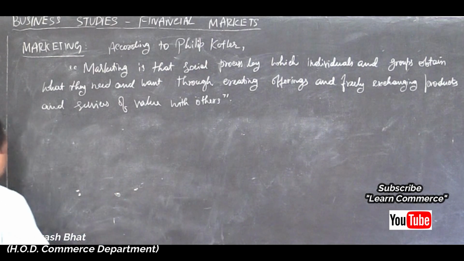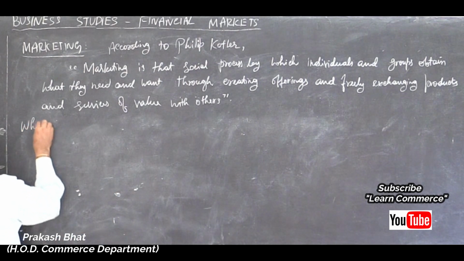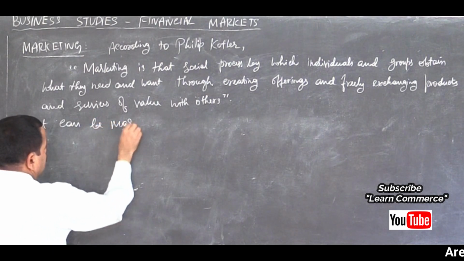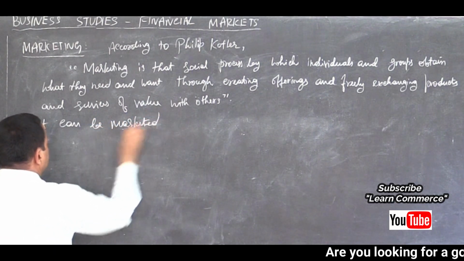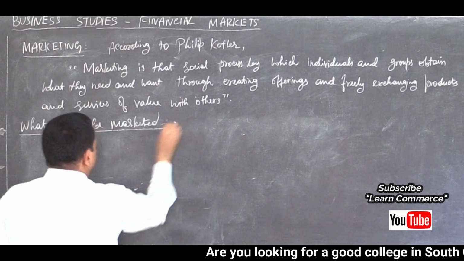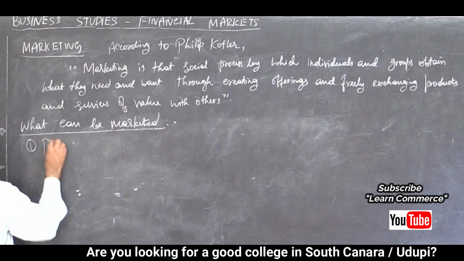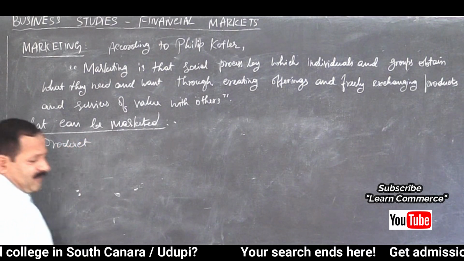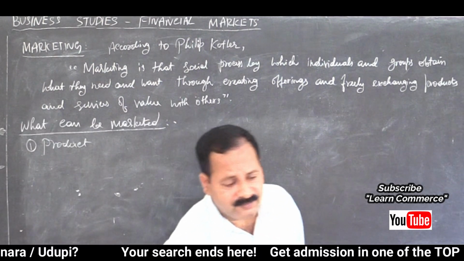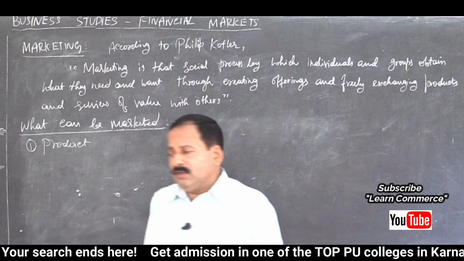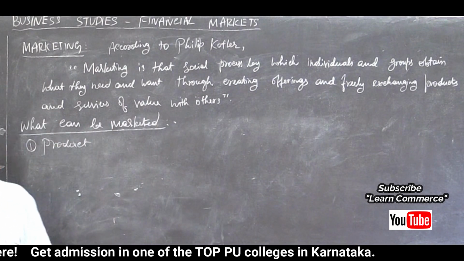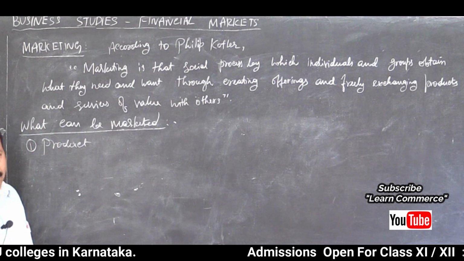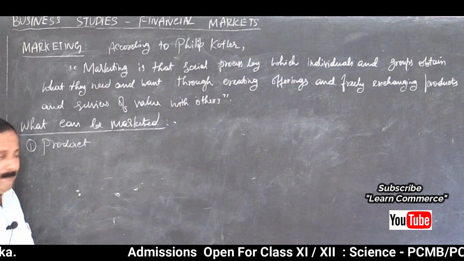First one is physical products. What can be marketed? First one, physical product. That is like a chalk piece, duster, isn't it? Whatever name you call, which can be seen or touched, you can sell and you can get the money. Or you can buy and you can pay the money.